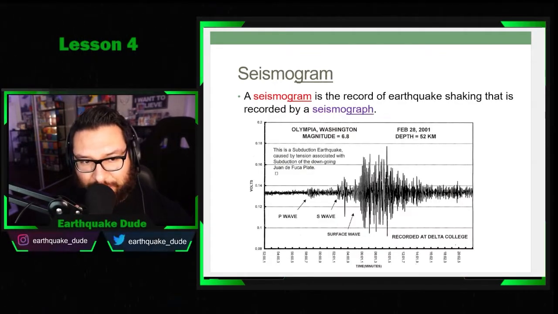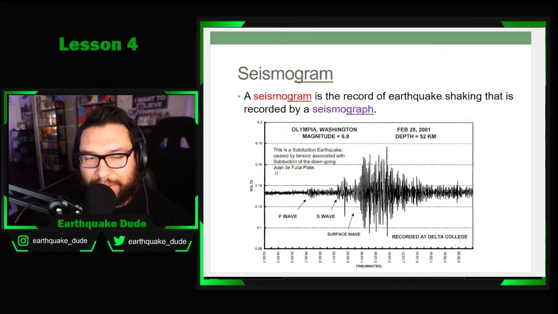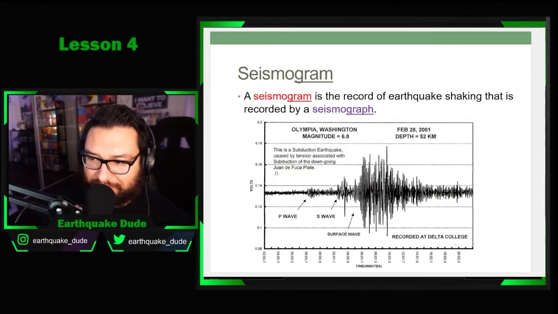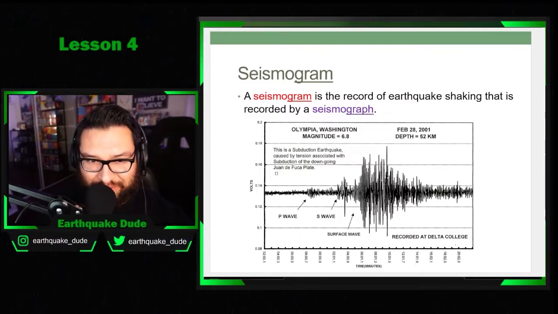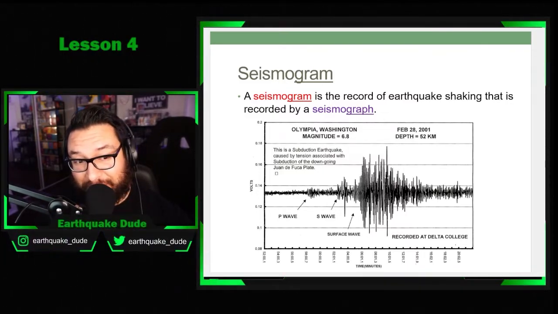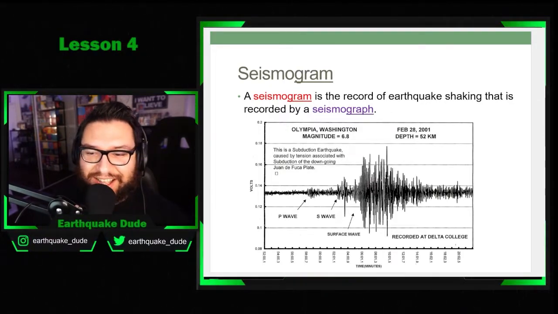Now, a seismogram is the record of the earthquake shaking that is recorded by the seismograph. I know they're very similar, but there is a difference. Gram and graph, right? Squiggly lines equals seismogram. Instrument recording squiggly lines, seismograph. Okay, I hope that helps.